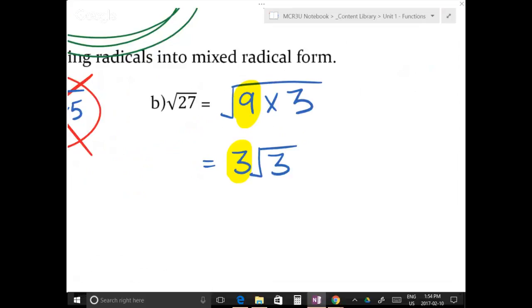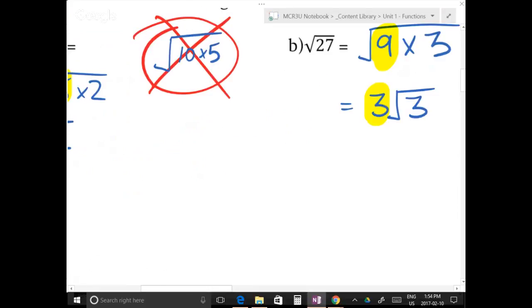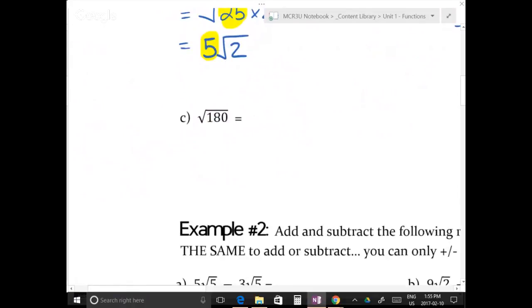Good. Okay, let's take a look at part C. Part C is tricky. This part is kind of sneaky. What could I break this down into? 4 times 45. Okay, yeah, we could definitely do that. So we could say that this is the square root of 4 times 45.